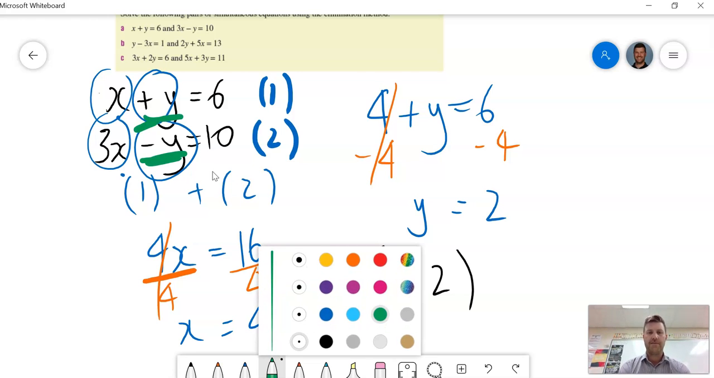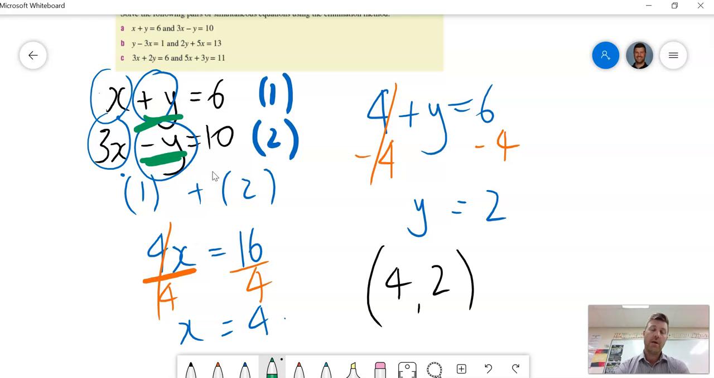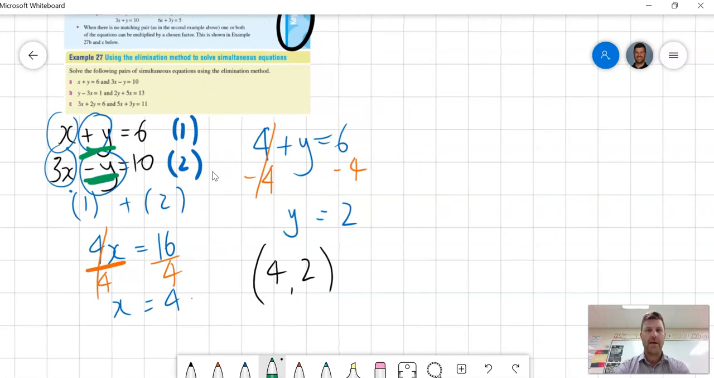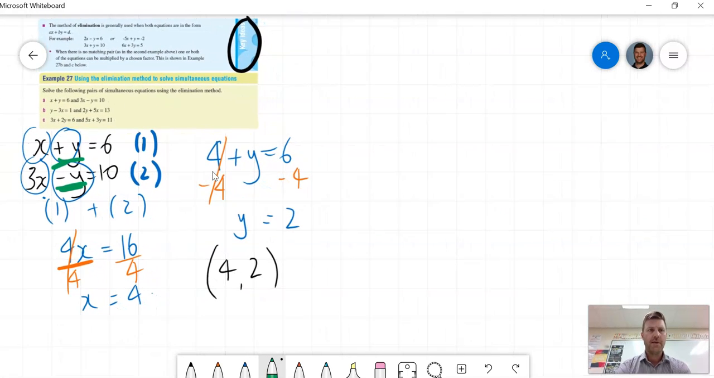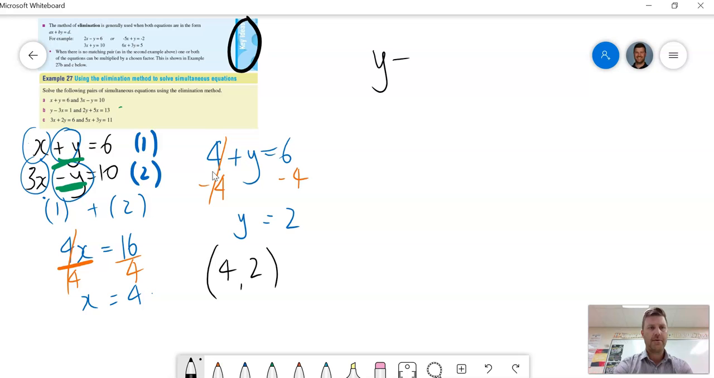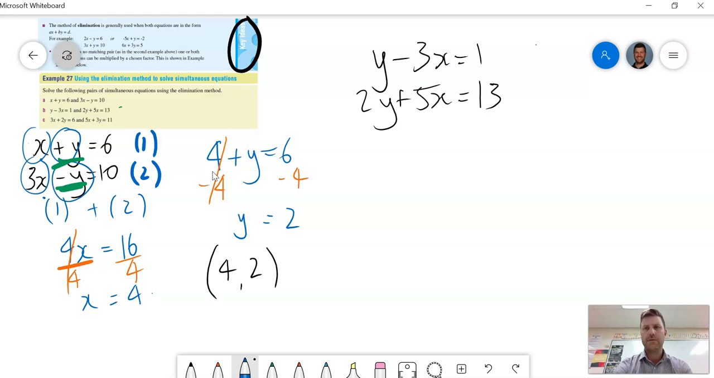It's not always going to be that easy, and in fact, when you look at example B, you'll see that. So let's go ahead and give ourselves some room over here. This time, hopefully you can still see those equations there. Let's go ahead and write them down. y take 3x is equal to 1, and 2y plus 5x is equal to 13. Again, I'm going to label this equation 1 and equation 2.